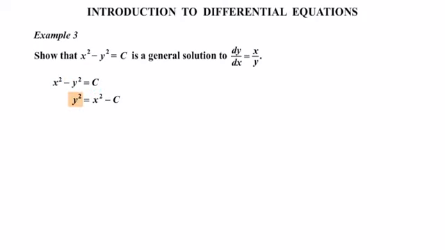Now that y squared there, we might get rid of that power. So we'll take the square root of both sides here, giving us y is equal to the square root of x squared minus c.